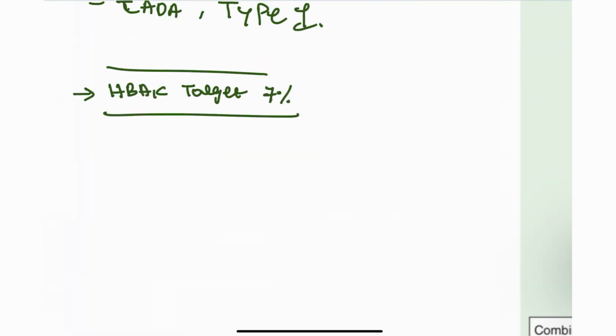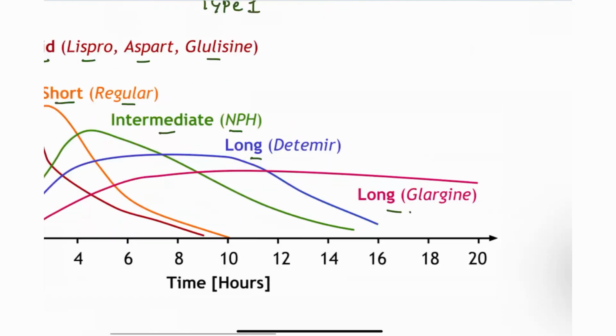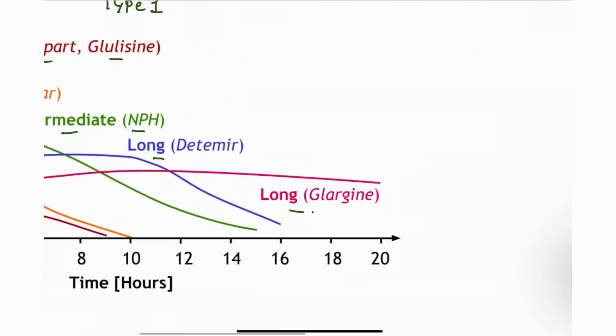Next, moving on, these are the types. For rapid insulin, examples are Lispro, Aspart, Glulisine. For short, it is regular insulin. For intermediate, NPH. For long, it is going to be Detemir. Sorry, very long is going to be Glargine. Next, you also have the ultra long. This is Degludec.